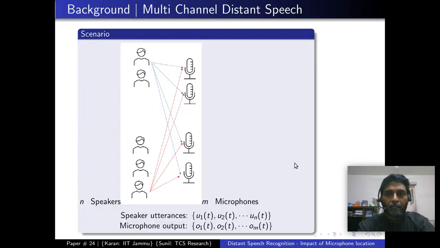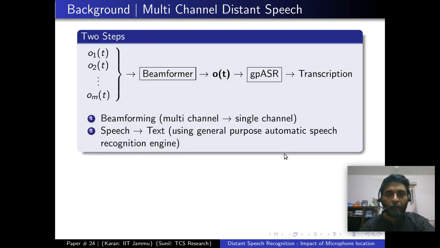Quickly, what is multi-channel distant speech processing? You have N speakers and M microphones. Think of it as a meeting, and all the speakers are speaking in some random fashion, and these M microphones are able to record each speaker as a convolution. So essentially, the M microphones are able to get all the people's speech into them.